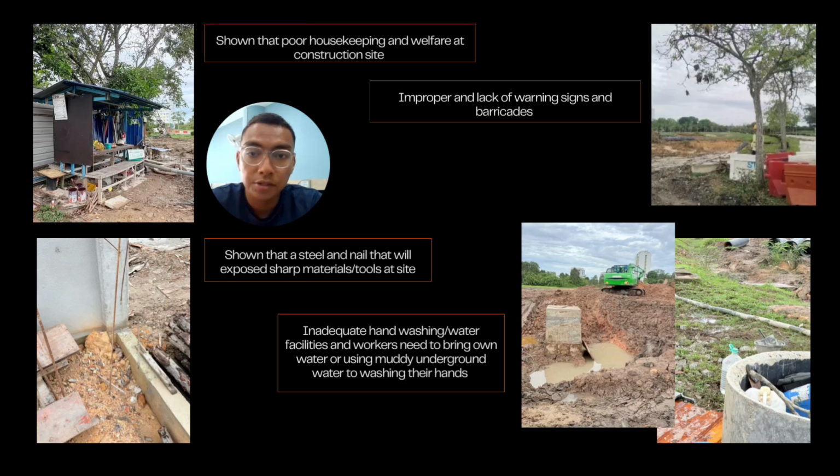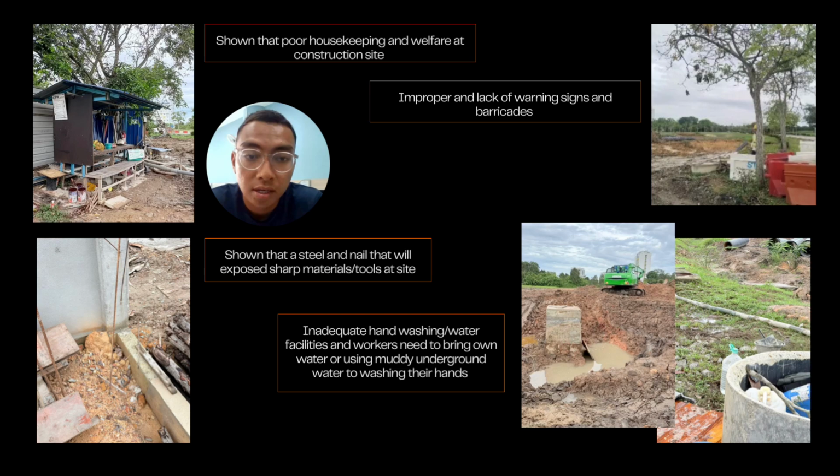Next, we also noticed poor housekeeping and welfare conditions, with materials and waste not being managed effectively, as you can see on the slide right now, the top left one. In addition, there was an insufficient number of warning signs and barricades to clearly identify hazard areas and restrict unauthorized access, as you can see right now.